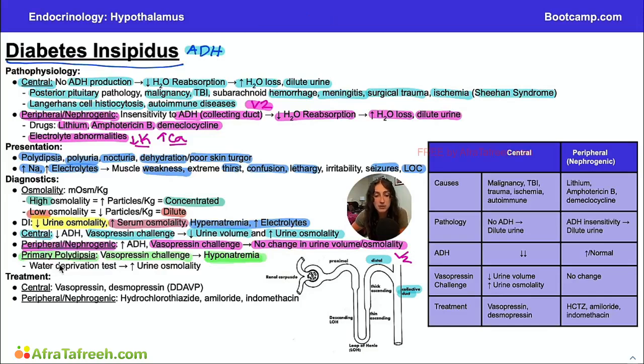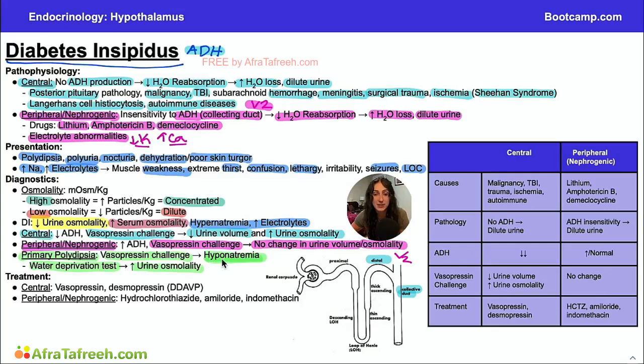Additionally, with primary polydipsia, we usually diagnose it through something called a water deprivation test. And this basically means that we tell the patient, no, you can't have any water. We are cutting you off. You are limited on water, and when we deprive them of water, their urine osmolality should increase.